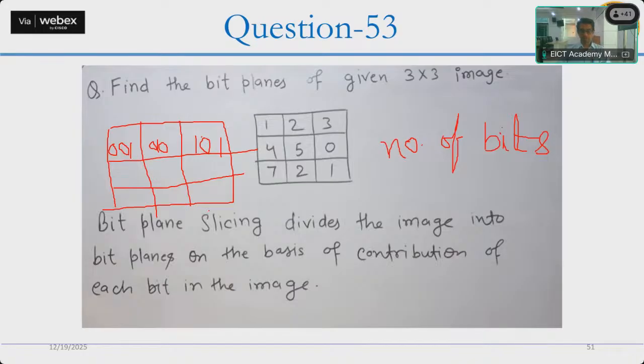Bit plane slicing is dividing the image into bit planes, or the basic contribution of each bit in the image. To find the bit plane, every bit we have to take out. So first we need to fill it in.